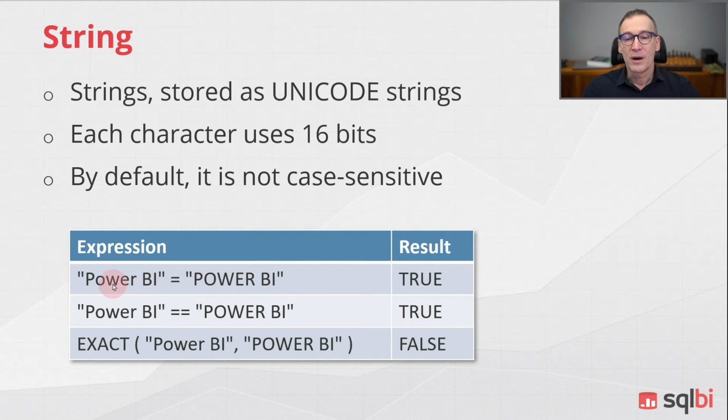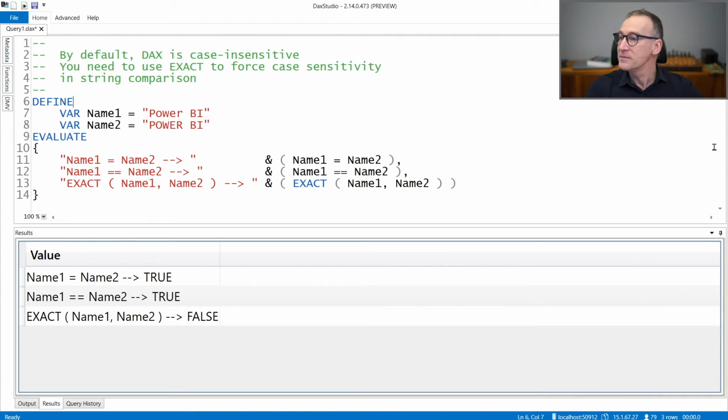If you compare Power BI with Power BI, where the first is partially lowercase and the second string is completely uppercase, the result will be true. And this is true for equal and also for strictly equal. If you need to perform a case-sensitive comparison between two strings, then you need to use the exact function that performs a case-sensitive comparison. Let's see that with some DAX code.